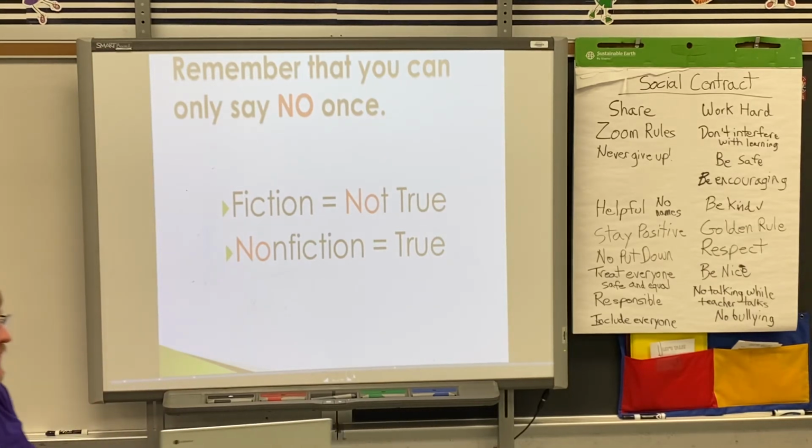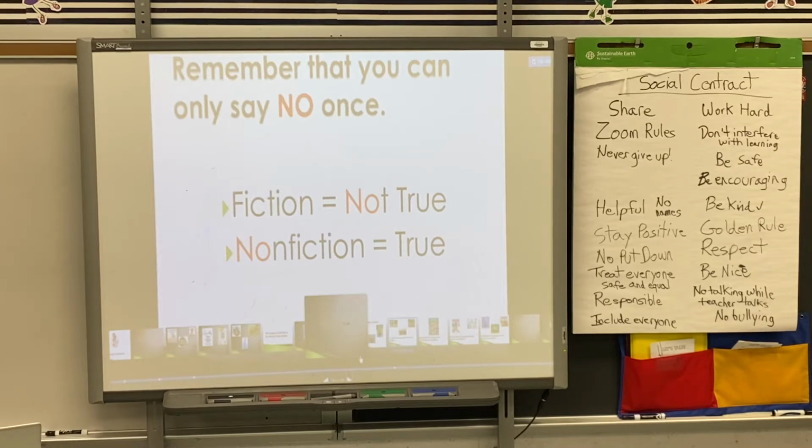All right, I'm going to scoop the desk over, and I want you to give me some examples of fiction and nonfiction. I'm going to call on each of you. You're going to tell me the name of a book, and whether it's fiction or nonfiction. Remember, fiction is fake, nonfiction is real.